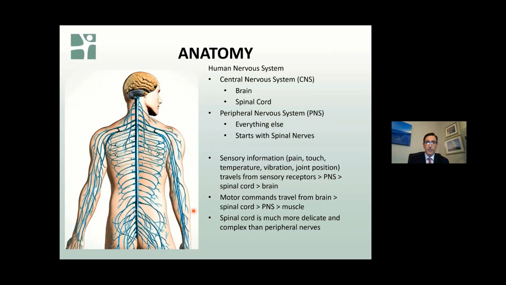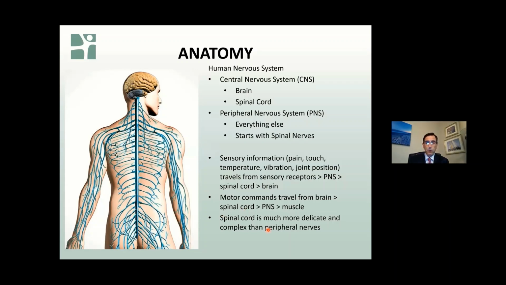Sensory information like pain, touch sensation, temperature, vibration, and joint position travels from sensory receptors in your body, in your fingertips, your toes, your skin, everywhere. It travels through the peripheral nerves, through the spinal cord, and then up to the brain, which is where you perceive any sensation. Going the other way, motor commands travel from the brain down to the spinal cord and the peripheral nervous system to muscle. If your mind tells you to move your arm, your brain sends a command through the spinal cord and peripheral nerves to the muscles in your arm, which makes the muscle fire.